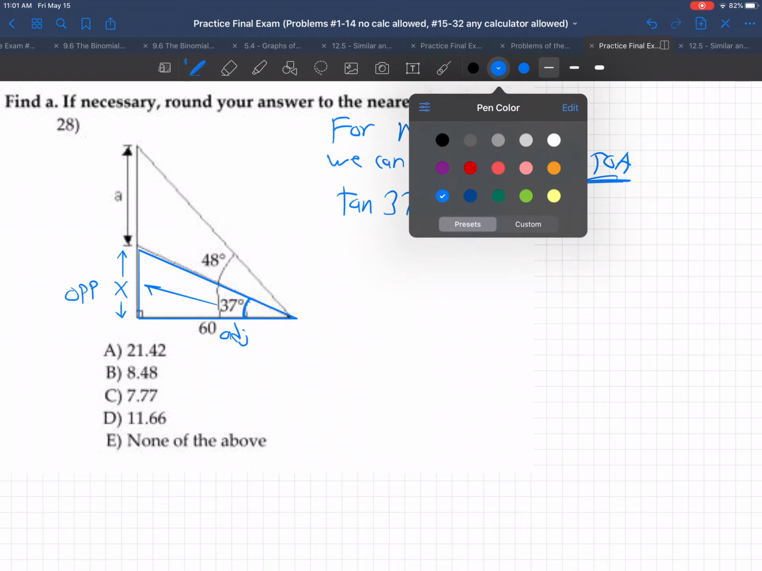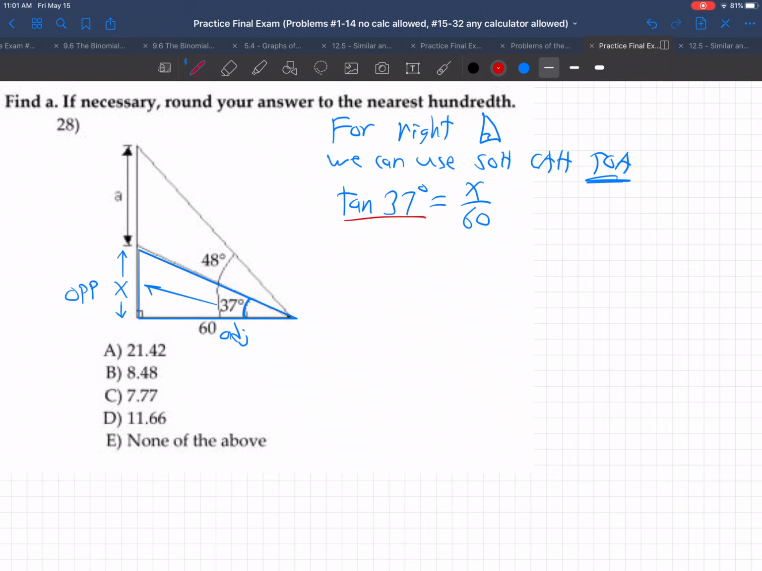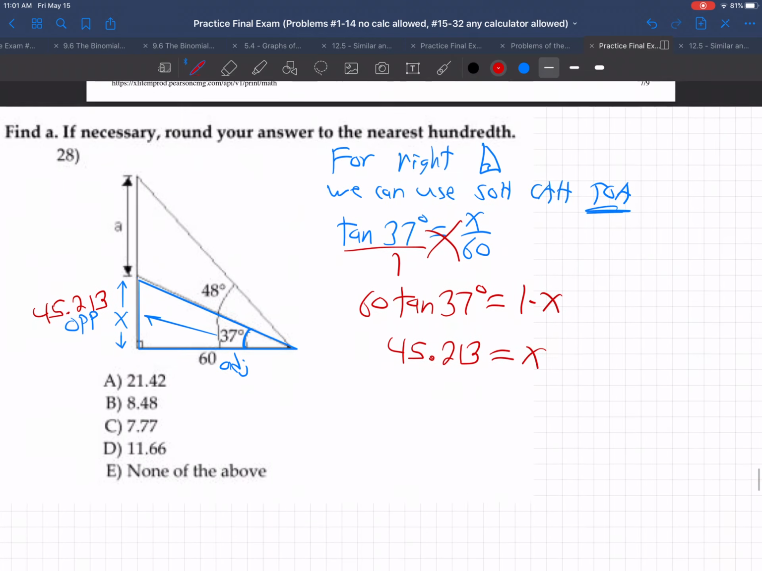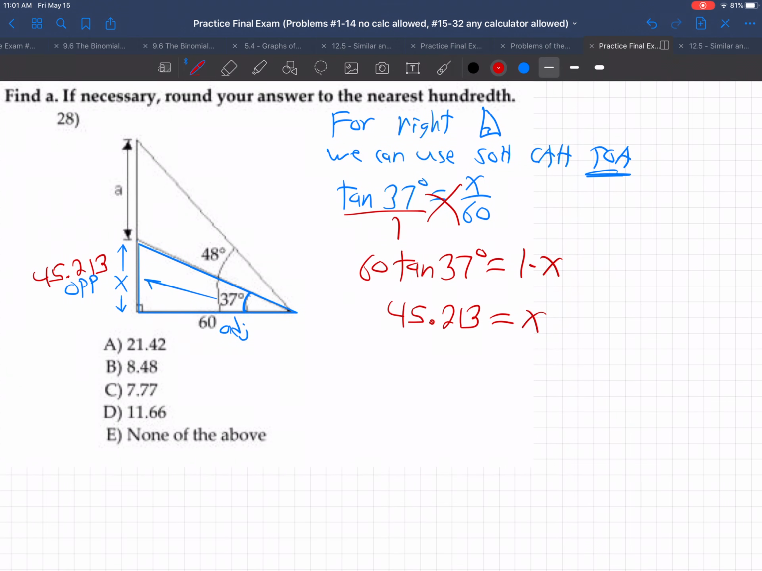So how do I solve that for x? Well, put this over 1 and diagonal, diagonal, cross multiply. So 60 tangent 37 degrees is 1 times x. 1 times x is just x. Hit the buttons on your calculator. I'm doing it right now. 60 times tangent 37. I'm getting 45.213. So I've got x. X is 45.213.